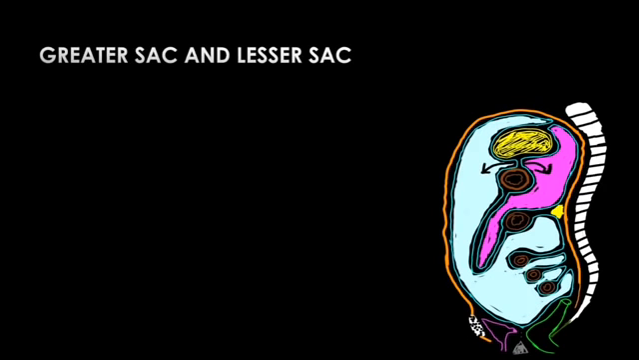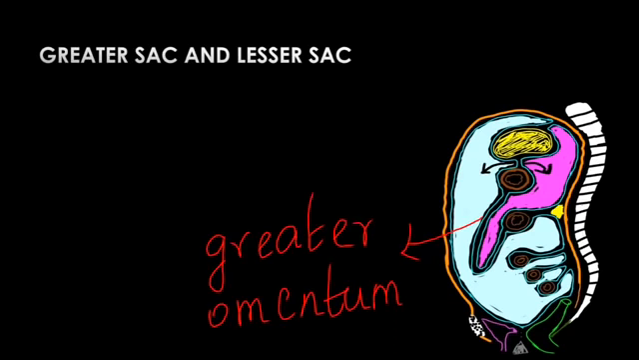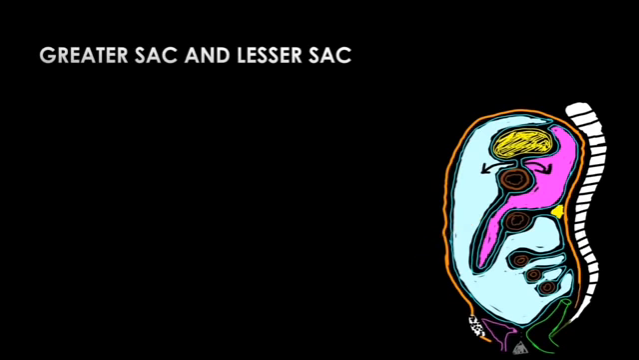The part of the fold, that is the bilaminar fold, which is present between the liver and the stomach, is called the lesser omentum, and the elongated fold below the stomach, which is four layers, first, second, third and fourth, is called the greater omentum.